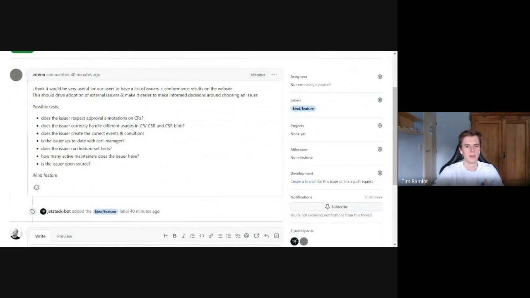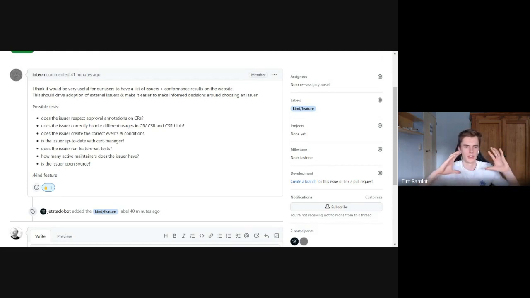So basically, what I imagine the conformance test to check for is that issuers should respect any kind of approval annotation that is made on the certificate request. That's a basic conformance check that we should do. It should set the correct annotation and the correct conditions on the certificate request. It should put the certificate chain in the certificate request. It maybe should add the CA or shouldn't add the CA, that kind of stuff.